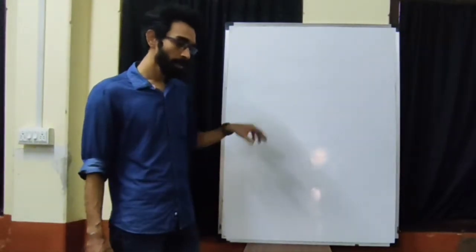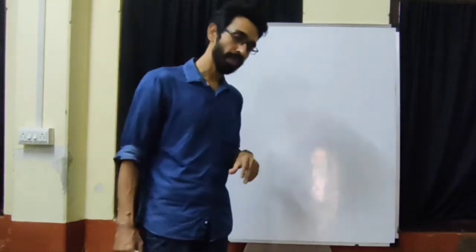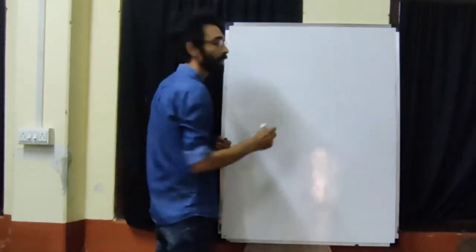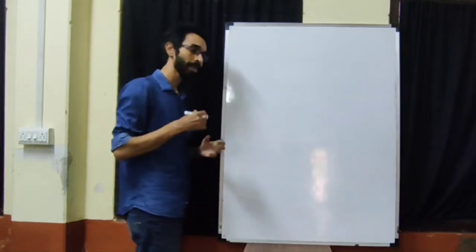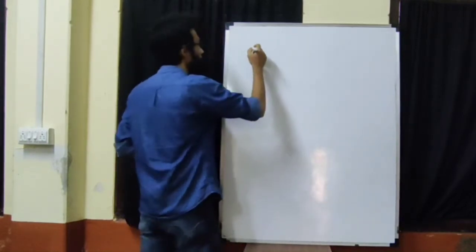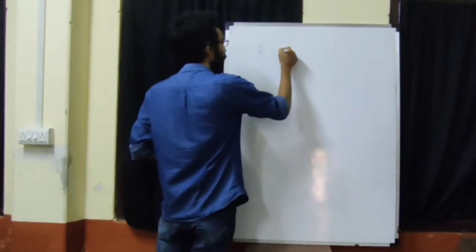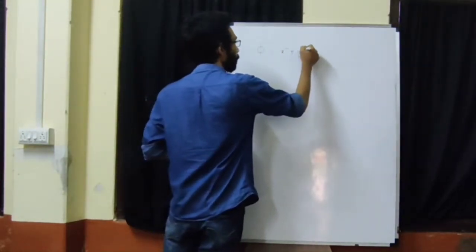So I'll be discussing some interesting topic in mathematical physics today. Very simple topic but interesting. So let us consider a function of two variables, let's say x and y. We call this function phi, and let that be equal to x square plus y square.